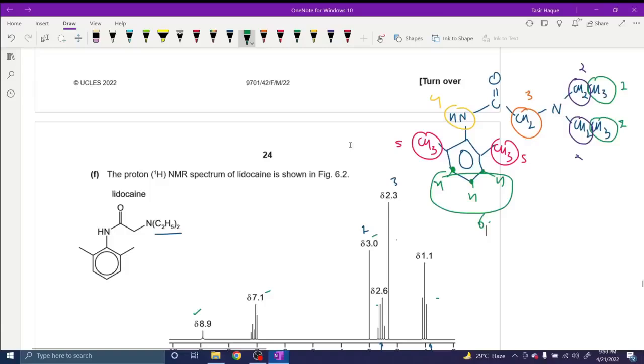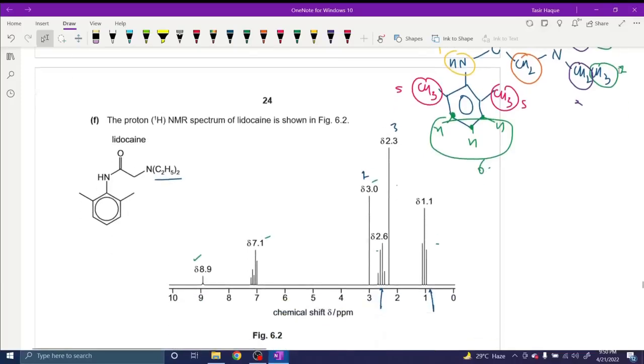Now let's find everything out. Which one belongs to which? This is the important part, okay? So according to me, environment 1 should have a triplet splitting pattern. Why? Because the adjacent carbons have 2 protons attached to them. So environment 1 should have a triplet pattern. There aren't many triplets over here, right? I think this corresponds to that CH3 times 2.